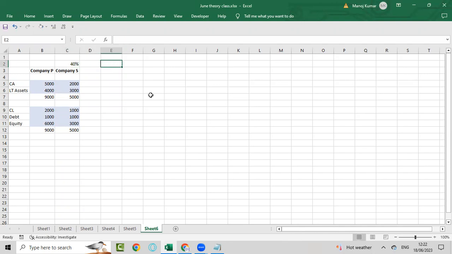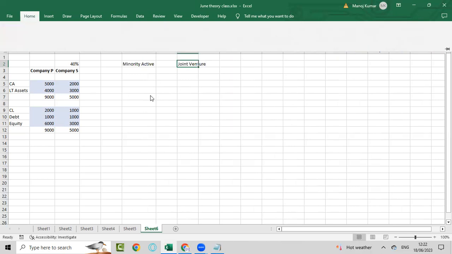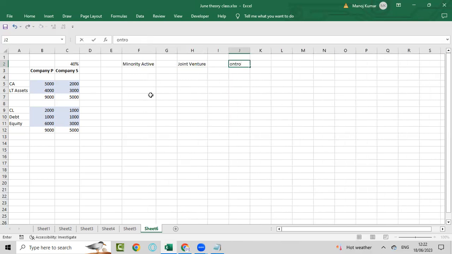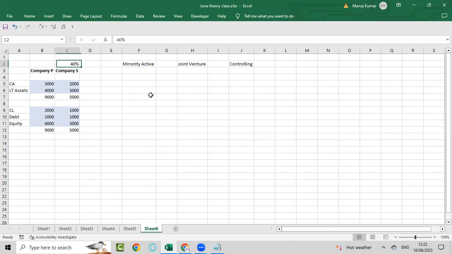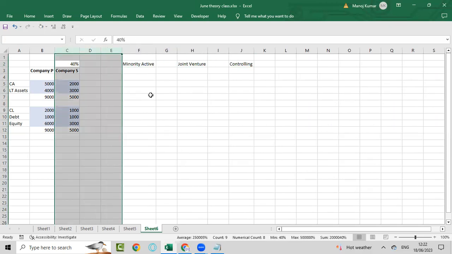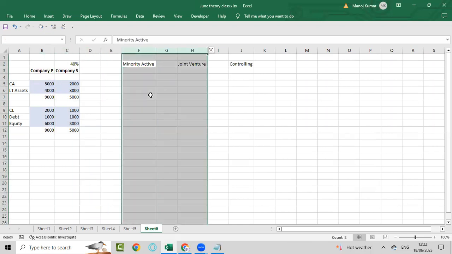Now this can be a minority active investment. Can it be or not? Yes. Can it be a joint venture? Yes. Can it be controlling too? It is possible, right? So I'm not creating four balance sheets here like we did in the case of the income statement. With this simple example, I will be able to explain the balance sheet of the combined firm.